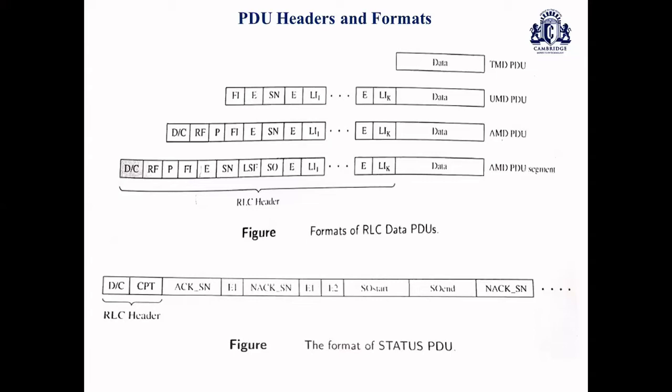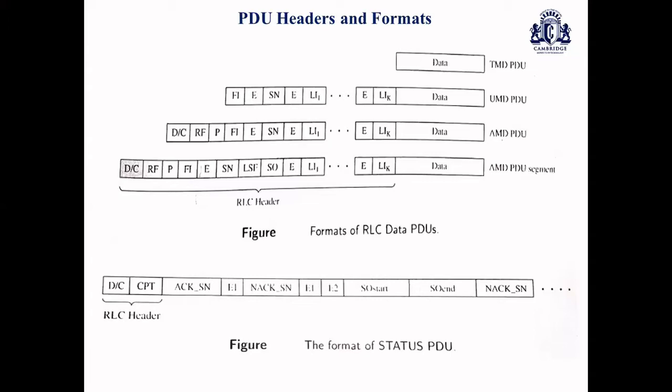We have one more field called P, the polling bit field, which indicates whether the transmitting side of an AM RLC entity requests a status report from its peer AM RLC entity. So the RLC header of AM PDU, with respect to AMD PDU segments, contains special fields such as the SO field. There are some special fields with respect to AMD PDU.